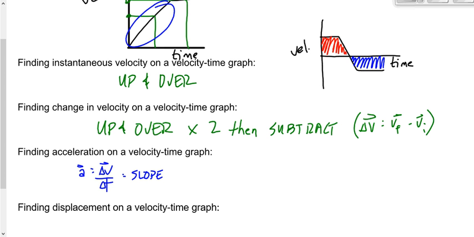This red would represent a positive area if I was to calculate that. And this blue would represent a negative area if I was to calculate that. And then we just combine it, add them up. If the total worked out to be positive, then my displacement would be a positive value. If the total worked out to be negative, my displacement would be a negative value.